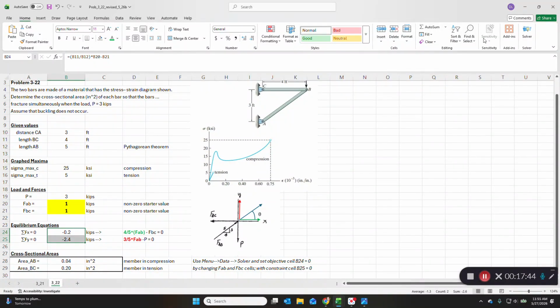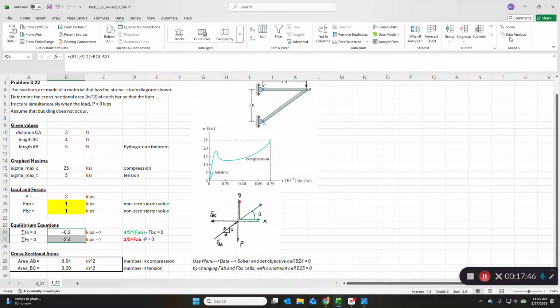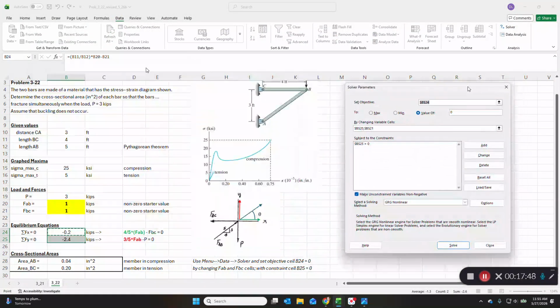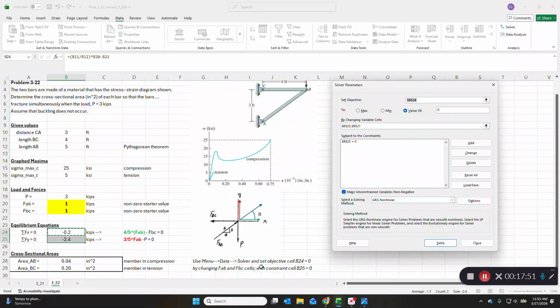We have two unknowns, so we'll go into Data and then Solver, and our pop-up window comes up. It says use the menu Data, Solver: set the objective cell B24 equal to 0, so that would be this cell right here. B24 equals 0. You can type in a value of 0, by changing F_AB and F_BC. And here they are, B20 and B21. These are the variable cells, subject to the constraint that B25 equals 0. So you can just type that in. B25 is also 0. So both of these equilibrium equations have to equal 0.